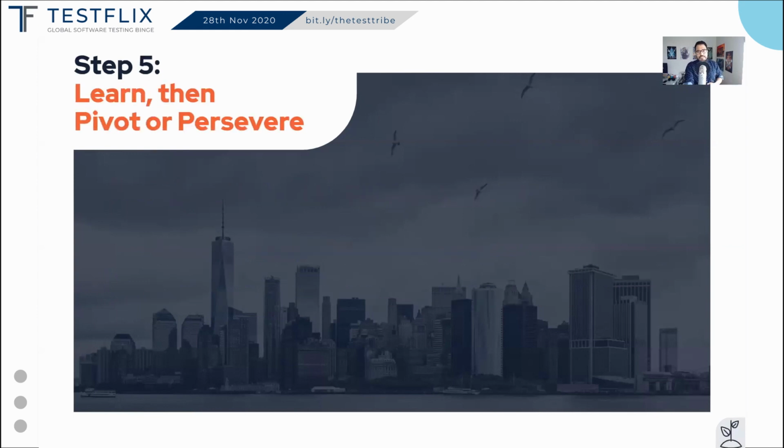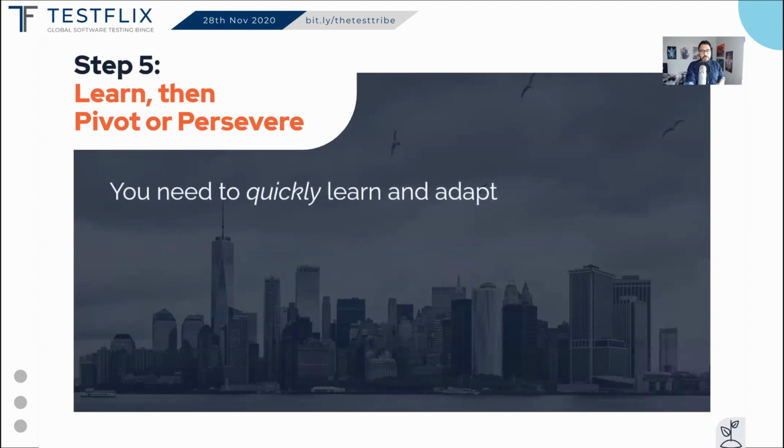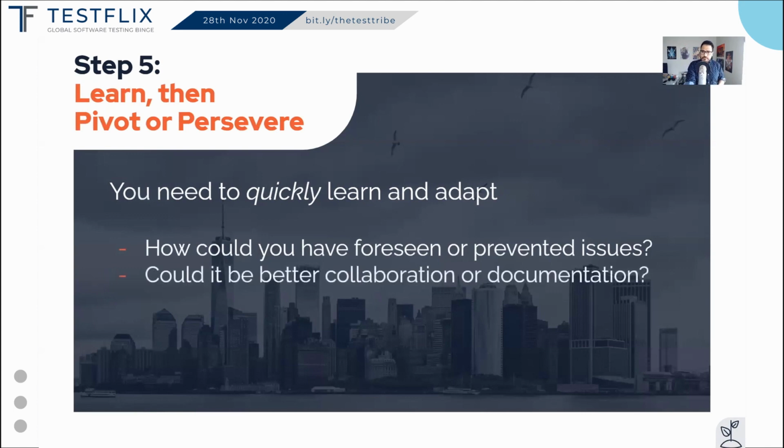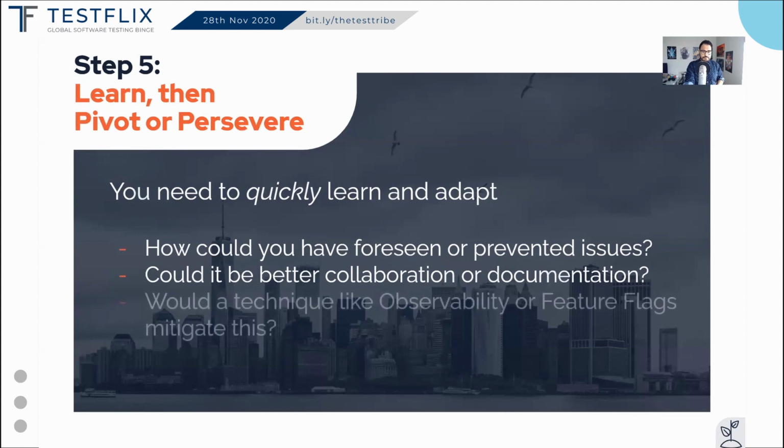Step 5 is to then learn, then pivot or persevere. You need to quickly learn and adapt. How could you have foreseen or prevented some of the issues that you ran into? Could it be better collaboration or documentation? Maybe it was because you weren't aware of a dependency, but now that you are, how could you identify these dependencies sooner so then you wouldn't have run into this blocker or limitation?